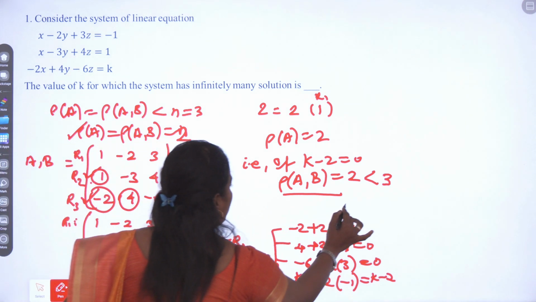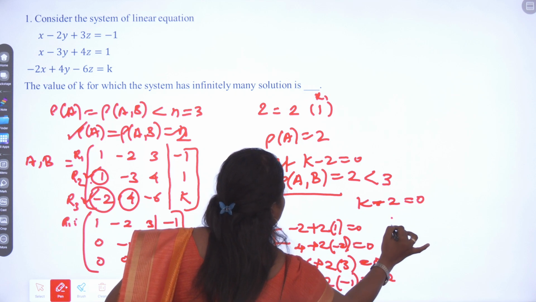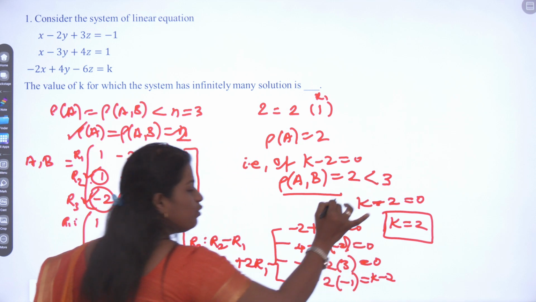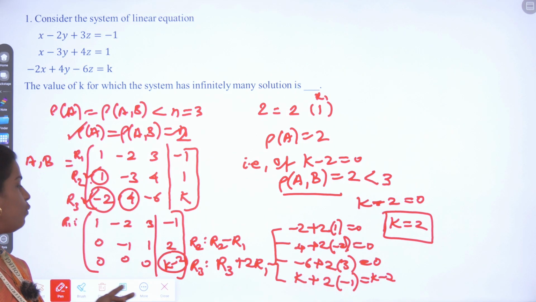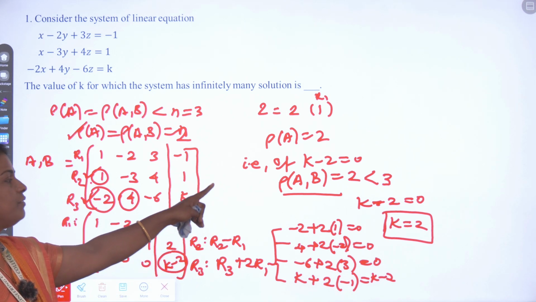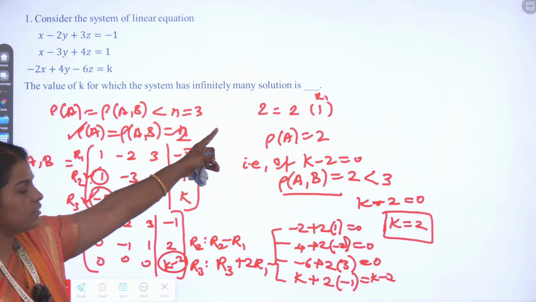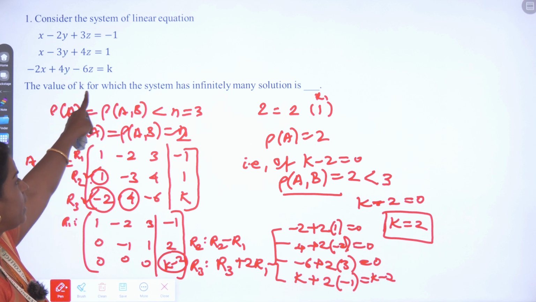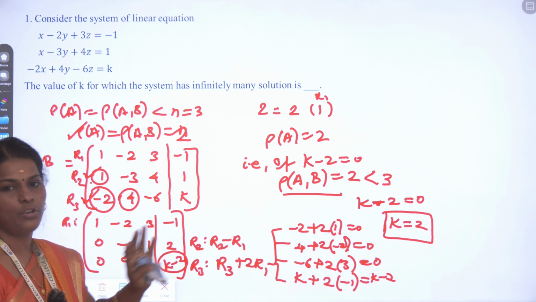So k minus 2 is equal to 0, which means k is equal to 2. Only if we consider the value of k as 2, this value becomes 0, and the rank of A and rank of AB become 2, which is less than the number of variables 3. So the solution for this is, our aim is to find the value of k such that the system has infinitely many solutions. So the value of k is equal to 2.